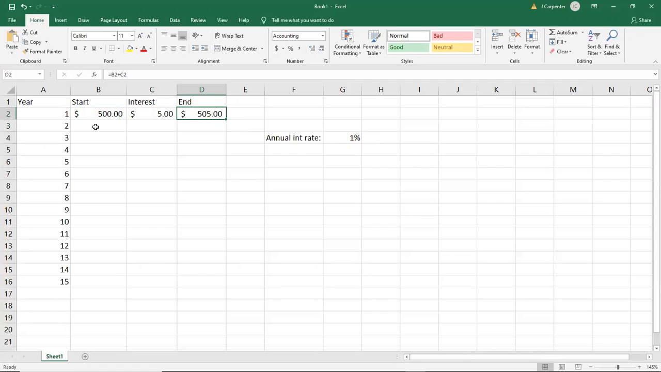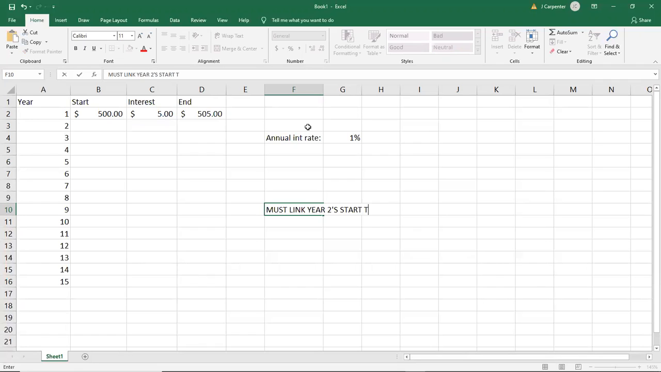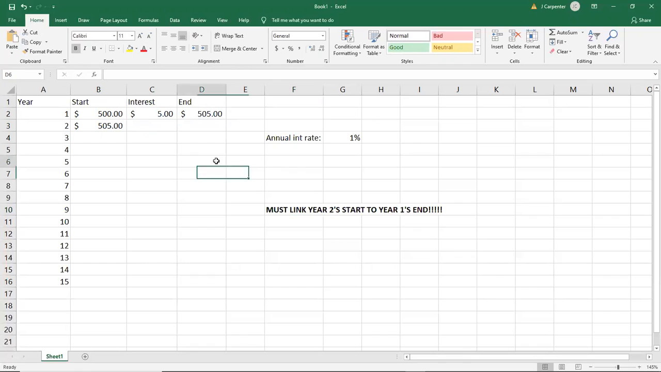Now remember, this is extremely important. I'm actually just going to type this out as a sentence somewhere. You must link year two's start to year one's end. How do we do that? We click in year two's start, we go equals, and then we just click the ending balance from the last year. It's as simple as that. This right here is going to continue to be an issue.